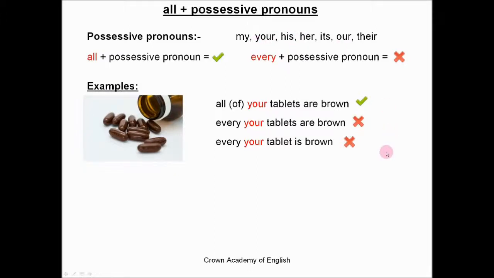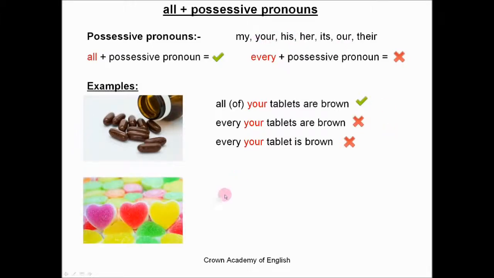Another example. Here we have some sweets, and they are all in a heart shape.